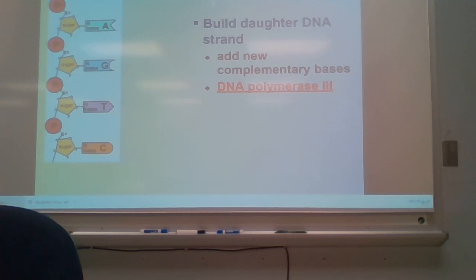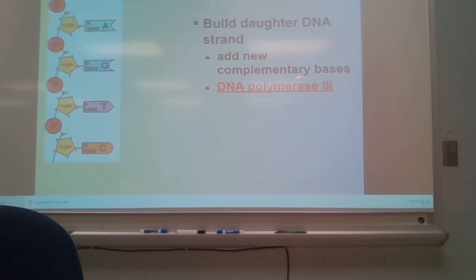So after we separate the strands, we're going to start adding our nucleotides. And when that happens, of course, we are adding complementary base pairs, right? So as we go along, if we have a G, we know that we need to add a C. And if we have an A, we know we need to add a T. And this is done by DNA polymerase.